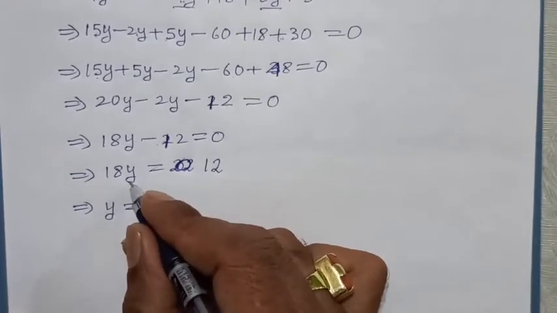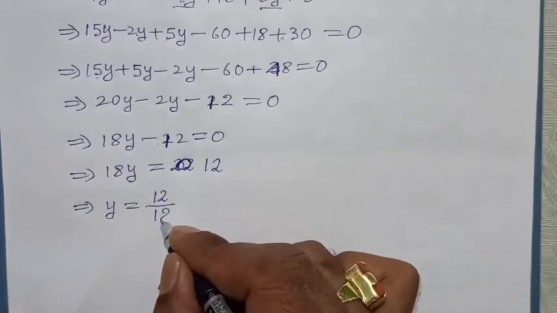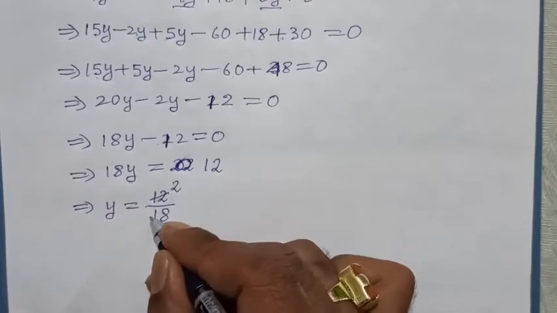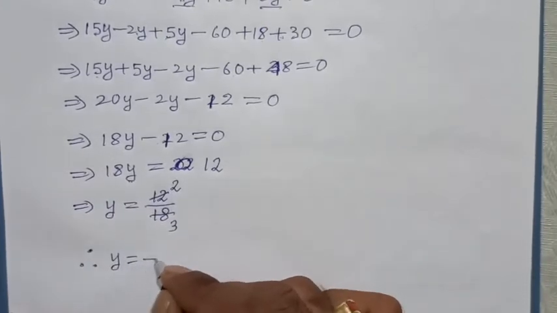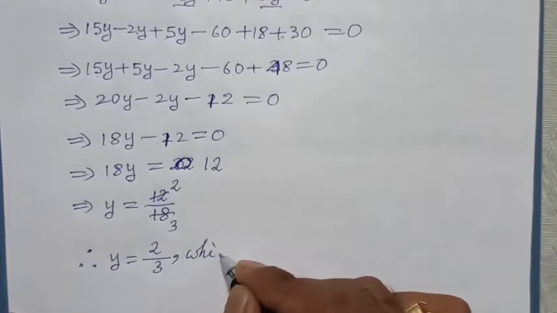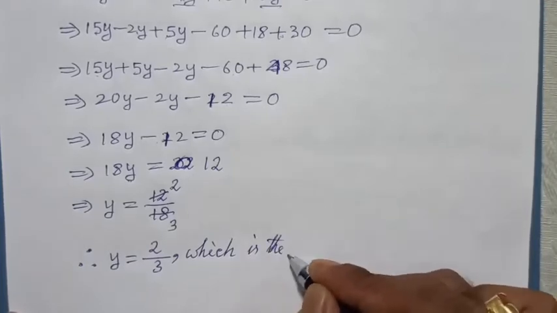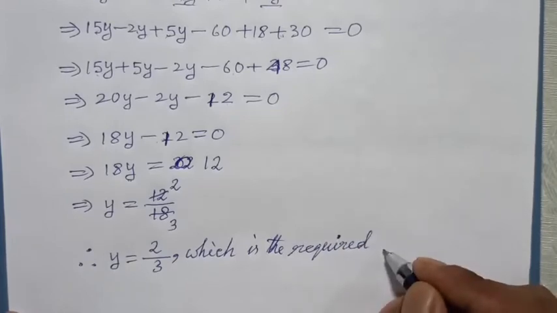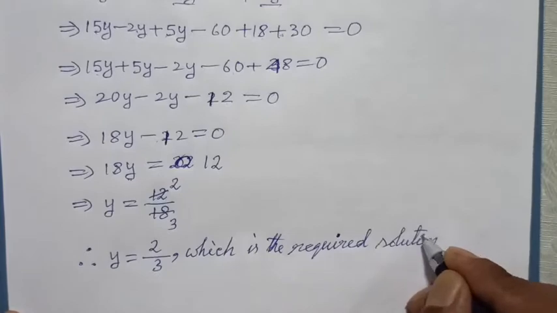Then to find out the value of y, 12 must be divided by 18. We can divide by 6. 6 2 times is 12, 6 3 times is 18. Therefore, y is equal to 2 by 3, which is the required solution. Here this question is over.